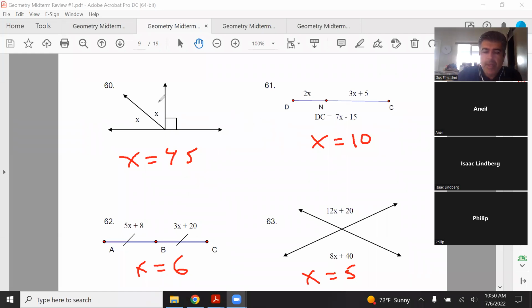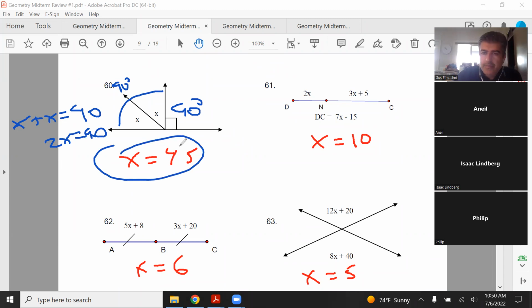And we're back to recording again. So here are the answers for 60, 61, 62, and 63. What you have to do for 60 is realize that that's 90 degrees. So then these two also are 90 degrees because you have a straight line forming all three angles. So therefore, x plus x equals 90, 2x equals 90, x is 45.